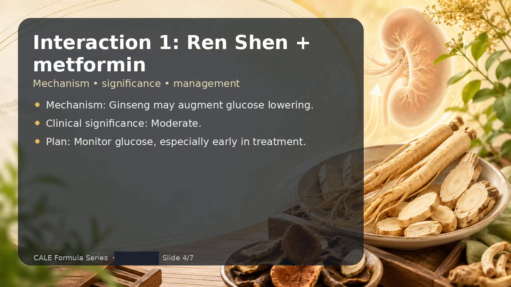Interaction 1 is Ren Shen plus metformin. The mechanism is that ginseng may augment glucose lowering. The clinical significance is moderate. My management plan is to monitor glucose, especially early in treatment. I would explain to the patient that evidence quality varies across herbs, formulations, and studies. For that reason, I prefer conservative dosing, a reputable product, and close attention to symptoms and objective monitoring when appropriate.